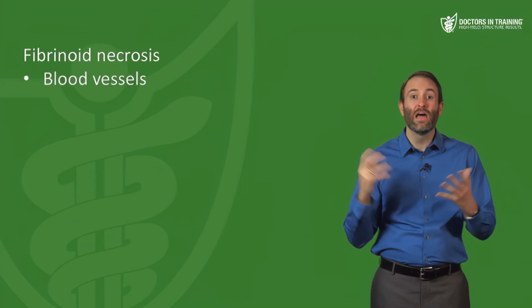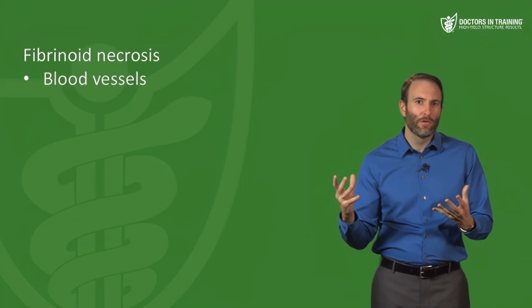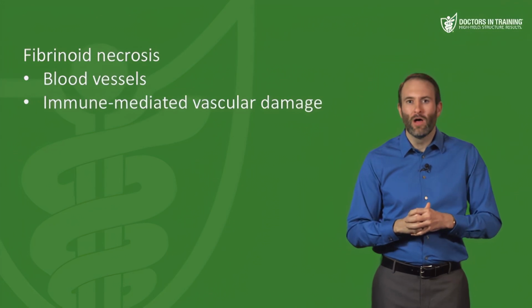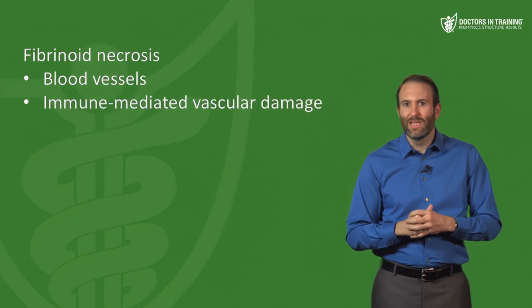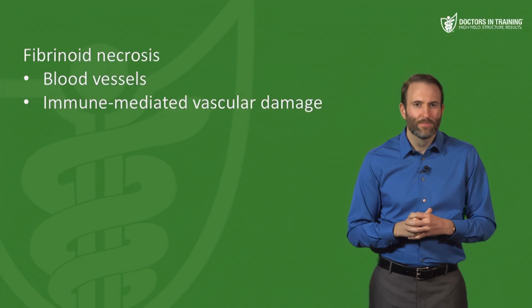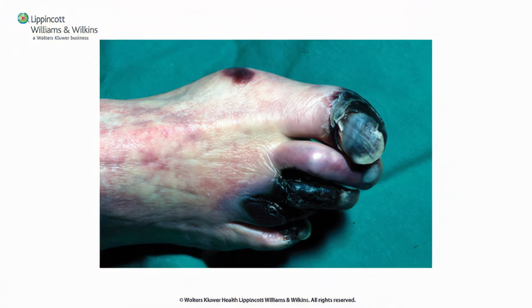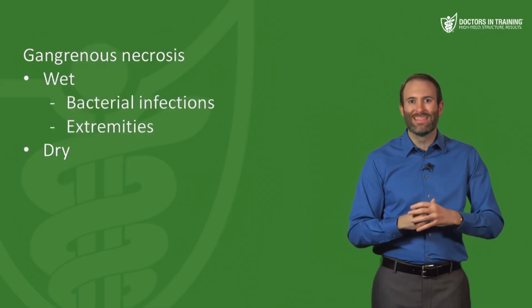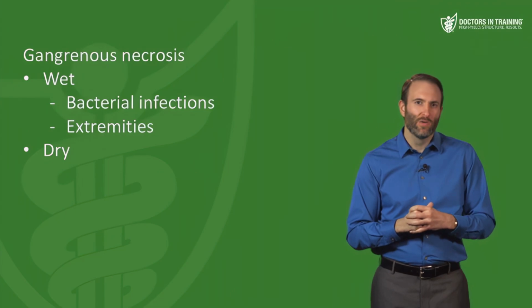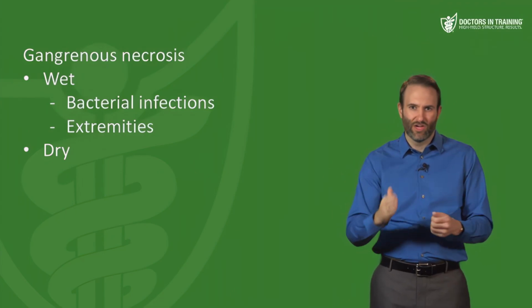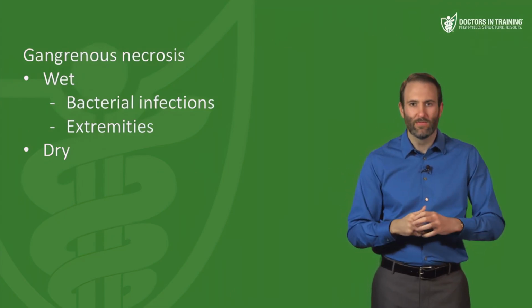So this is in blood vessels, so think vascular things. So this is caused by autoimmune or just immune-mediated vascular damage. And then we have gangrenous necrosis. That can be either wet or dry. We'll go into great detail of that in a future lecture. The wet version is seen with bacterial infections. It's common in extremities. I always think of like Civil War injuries and having to cut off limbs with saws with that type of gangrene.